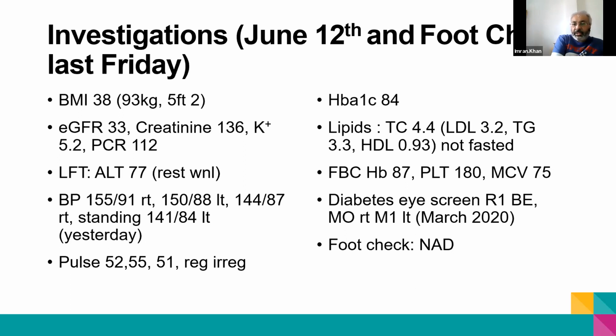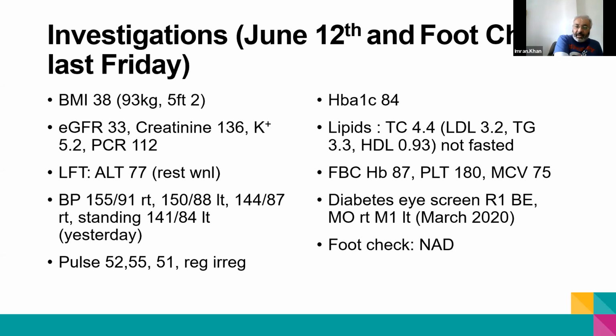Last HbA1c was 84. Cholesterol was 4.4 with an LDL of 3.2. Triglycerides were 3.3. HDL was 0.93. Patient was not fasting when they went for their blood test. Full blood count showed a hemoglobin of 87, platelets of 180. The mean cell volume was 75. Everything else was within normal range.